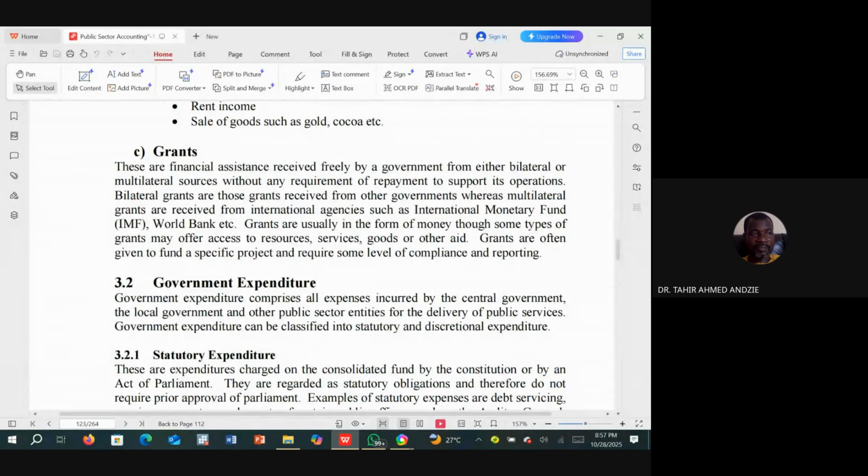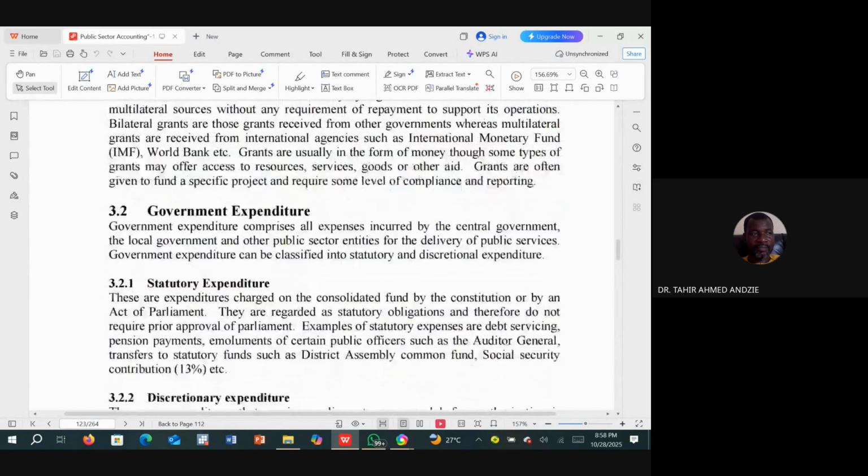So grants are usually in the form of money, though some types of grants may offer access to resources or services. Sometimes they give you services, not in the form of money. Sometimes they give you goods or other things in aid. Grants are often given to fund a specific project and require some level of compliance and reporting. That's why we are saying that it is a non-exchange transaction, and therefore sometimes it comes with restrictions, conditions, and stipulations.